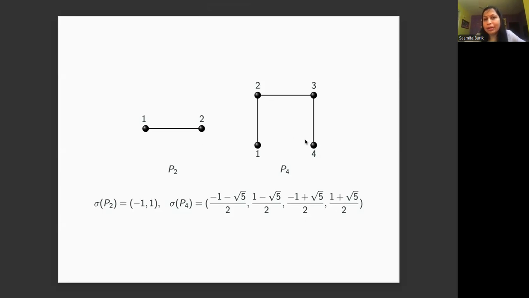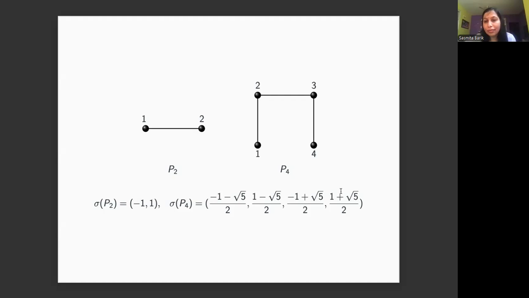And both are bipartite graphs. So that's why if one is there, the -1 will come out. Here, 1 plus root 5 by 2 is there, then its negative is also there. And -1 plus root 5 by 2 is there, so its negative is also there because they are bipartite. Now another thing you can observe: in the first one it's happening, but it's a trivial one, so you are not able to see it.